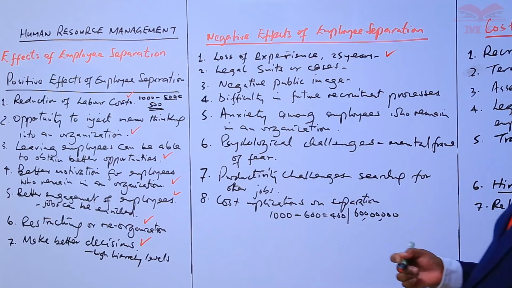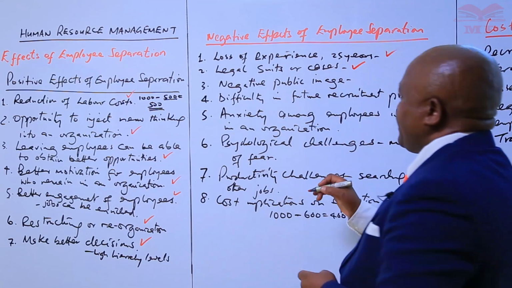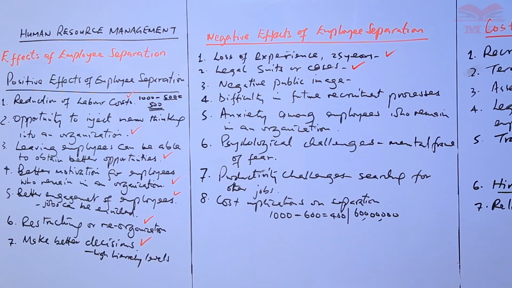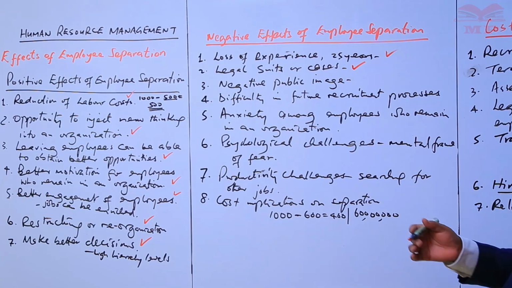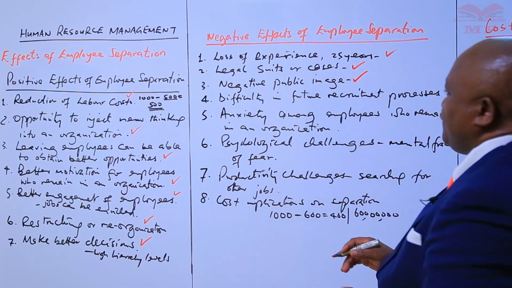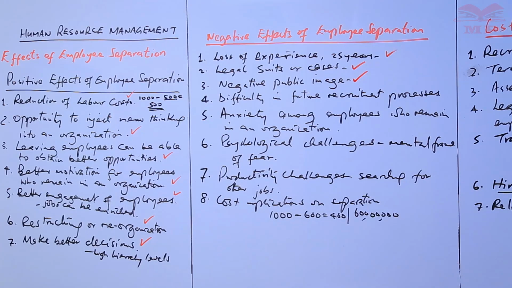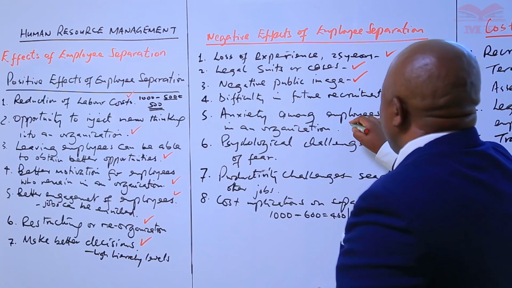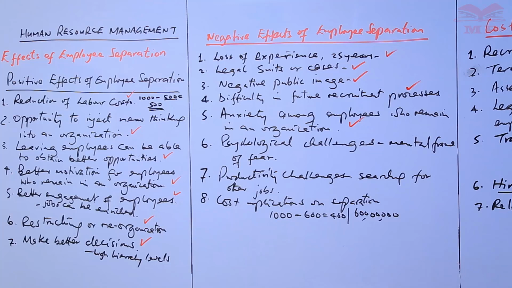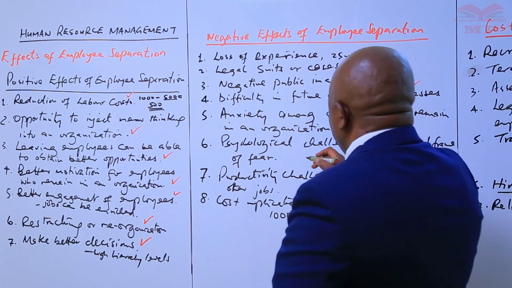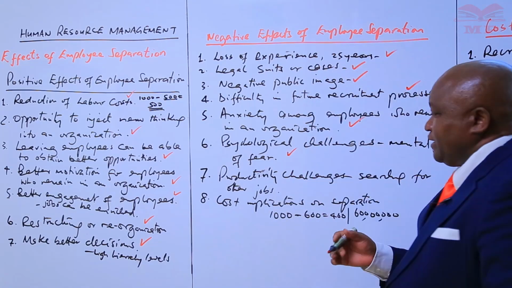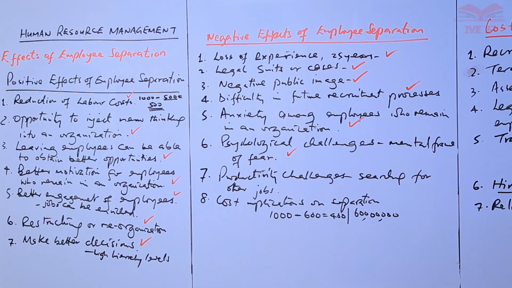Two, legal suits or cases. And then number three, negative public image, especially if an employer is sacking many workers. Then number four, difficulty in the future recruitment processes, where the employer would not be taken seriously as an employer. Number five, anxiety among employees who remain in a given organization. Then number six, psychological challenges or the mental fear workers may have in terms of working for an employer who is sacking employees or dismissing employees.